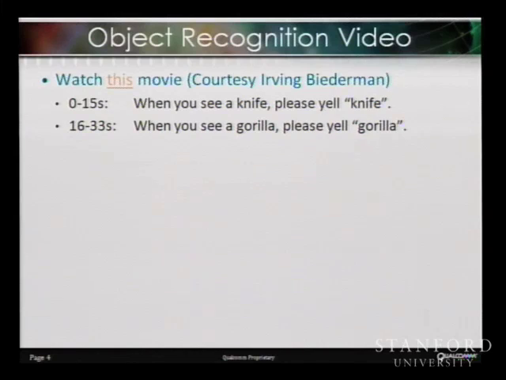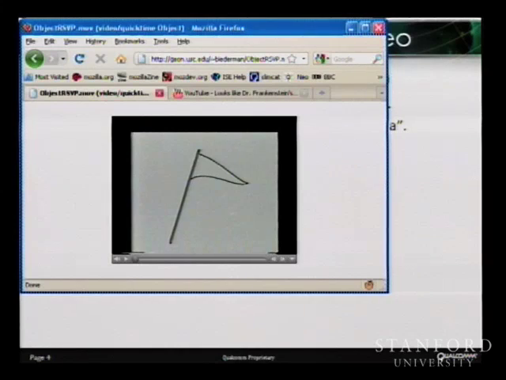Just to give you some motivation, what I want to do is go through how good humans and brains are versus computers. And what I want you to do is, when you see a knife in this picture, yell knife. So let's see this.